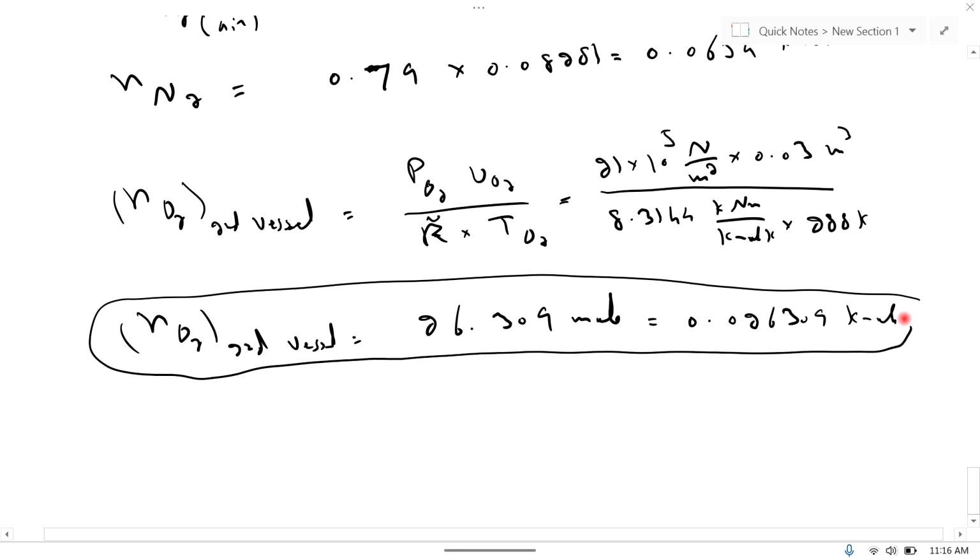Now you can calculate the unit. Kilo is cancelled with kilo, Newton is cancelled with Newton, meter and square meter are cancelled with cubic meter, and Kelvin will cancel with Kelvin. So the answer will be in mole, and then I convert it into kilomole.